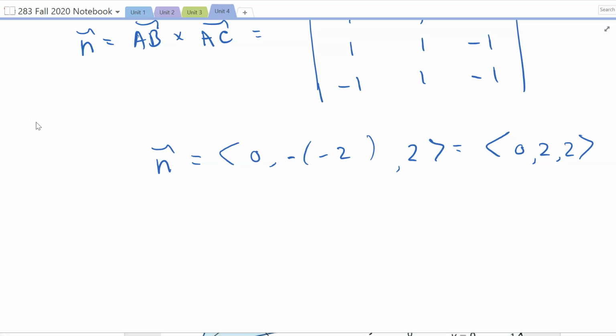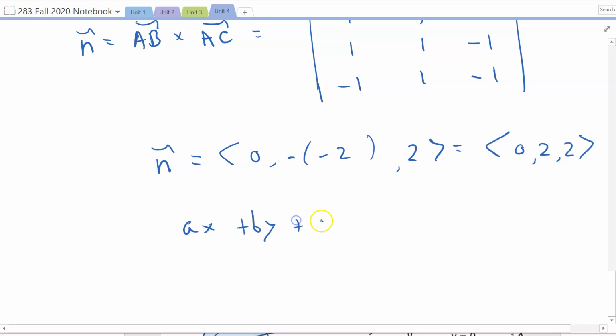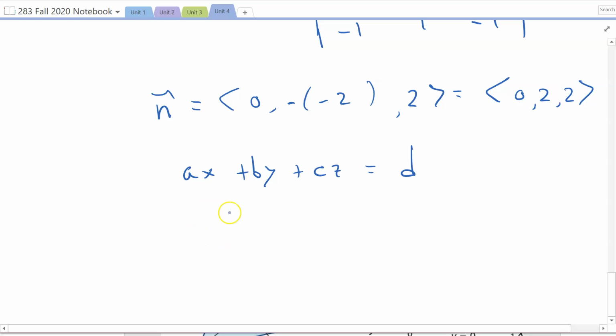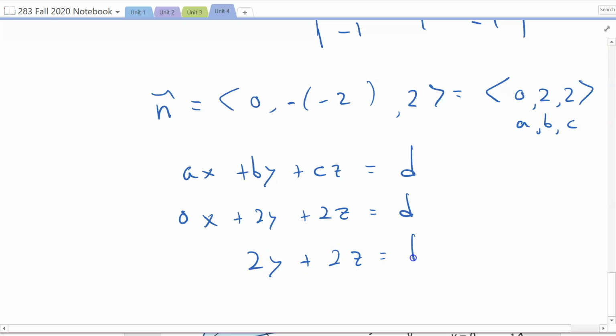Okay, now we know how to write the equation of a plane. The equation of a plane is given by the formula ax + by + cz = d, and the components of a normal vector are the coefficients a, b, and c of x, y, and z. So we're going to have 0x + 2y + 2z = d, and we have to find that d out. So our equation becomes 2y + 2z = d.